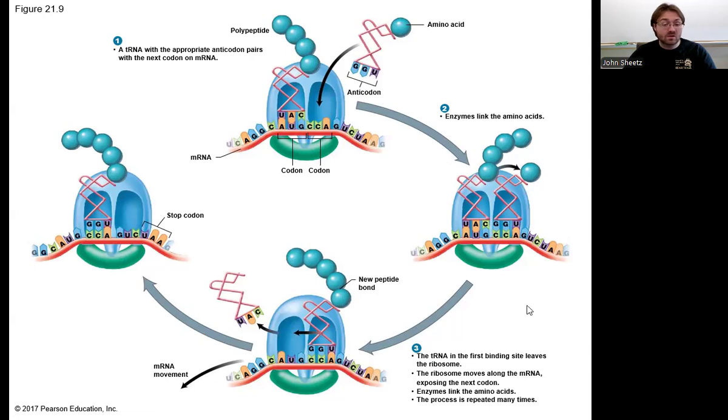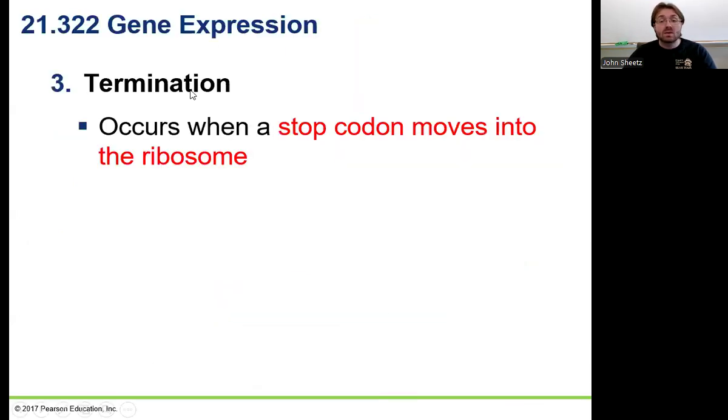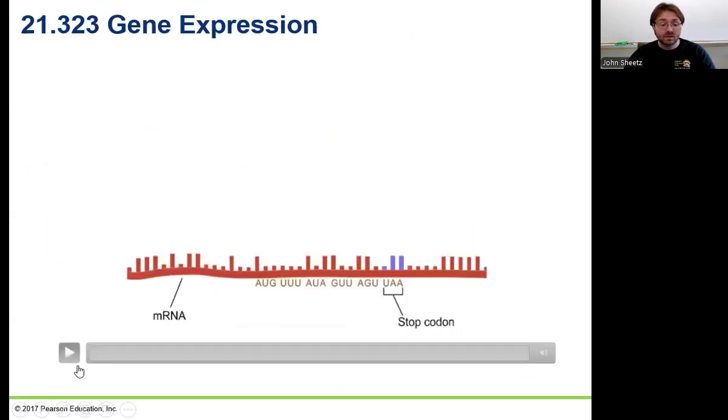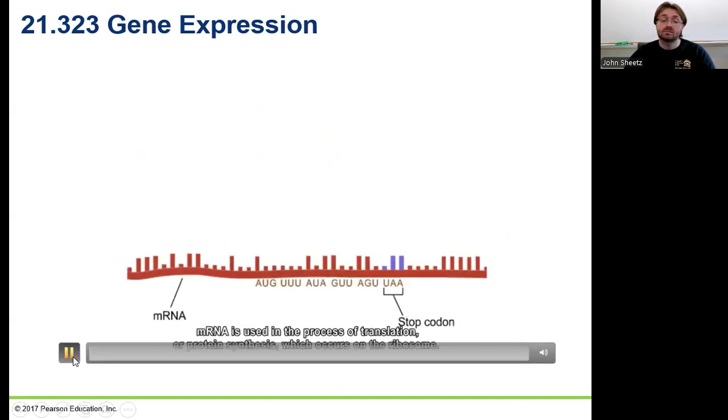And then the process just keeps cycling over and over again until you hit a stop codon, at which point it is expelled and released. Termination is what we call this process. That is when the stop codon moves into the ribosome. This triggers release factors, which tell the ribosome to reopen, releasing the mRNA. Here's this process visualized.